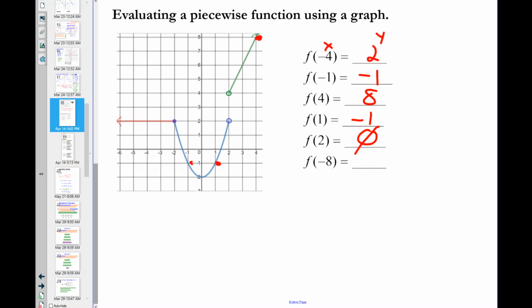What does that mean? Undefined. It is not defined. At 2, it's not the same thing as 0. At 2, there is no output. There's no y there. These are both empty points. There's nothing there.